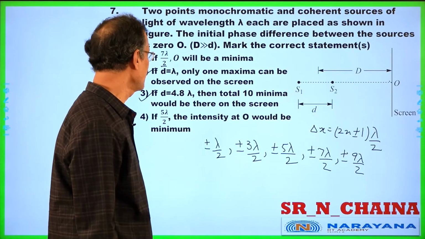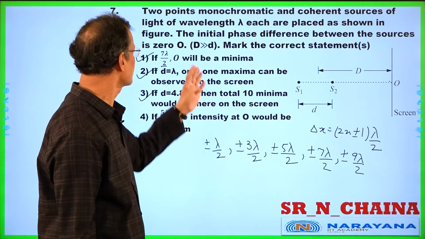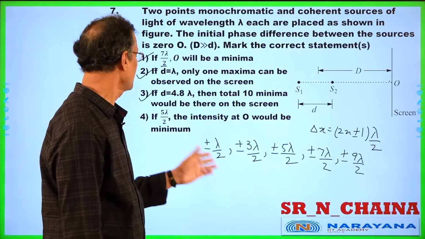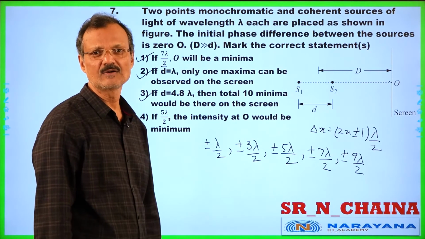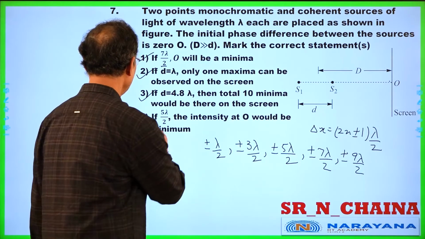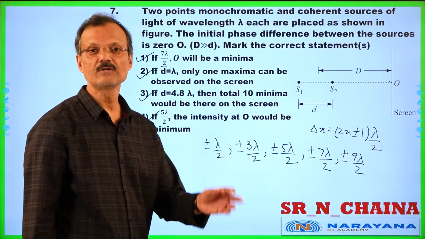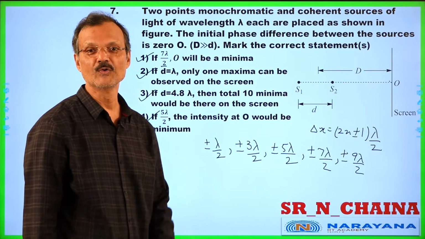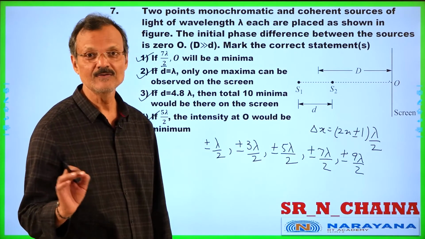But they are asking you the intensity at O. 5 lambda by 2 is also just like number 1, 7 lambda by 2. There it was minima, here also it will be minima. Clear? Because it is an odd integral multiple of lambda by 2. The fourth is also a correct answer. So 1, 2, 3, 4, all are correct for you. Did you understand this? Clear now?